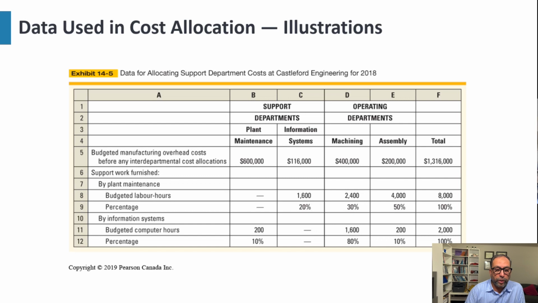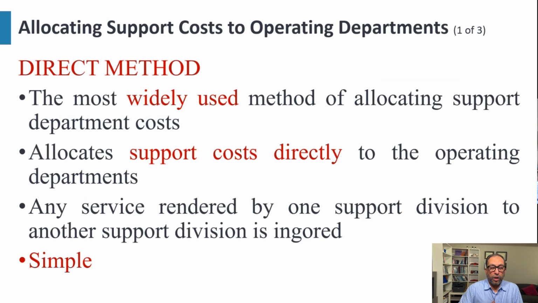Now what we need to do is, the question is saying that we have to distribute this 600,000, which is the cost of maintenance department, and 116,000, which is the cost of information department, among the machining and assembly department. Now, the first method we want to discuss is the direct method, the most widely used method of allocating support department cost. Allocate support costs directly to the operating department. Any service rendered by one support division to another support division is ignored.